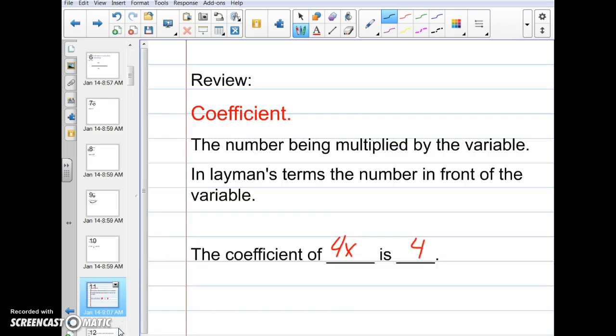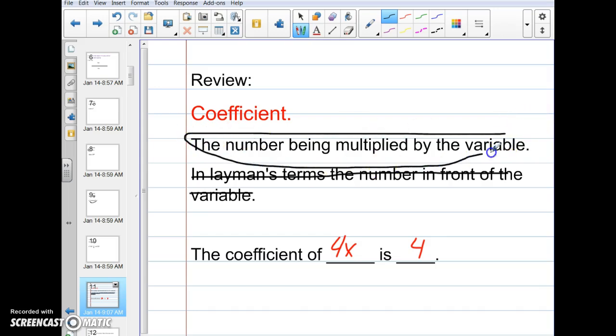Alright, coefficient, the number being multiplied by the variable. In layman's terms, it's the number in front of the variable, but I told you guys, this definition, invalid. That's geography. I want a mathematical answer. So the coefficient of 4x is 4. It's a number being multiplied by the variable. Second is the times right here.